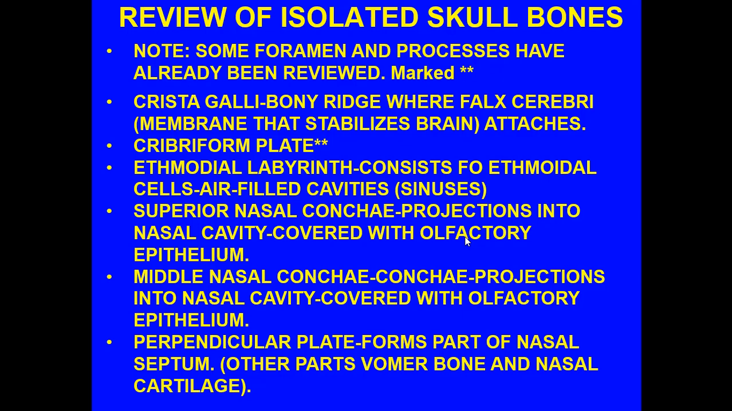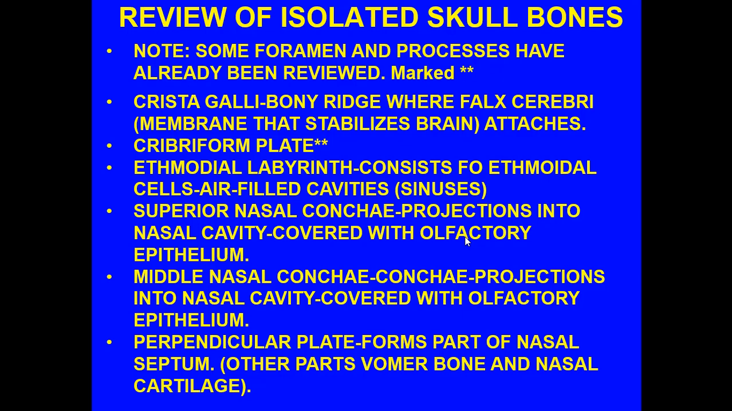When we look at the crista galli, this is a bony ridge where the falx cerebri, which I mentioned before, that membrane that stabilizes the brain, attaches. We've talked about the cribriform plate. The ethmoidal labyrinth consists of the ethmoidal cells. They're air-filled sinuses, cavities. The superior nasal conchae, these are projections into the nasal cavity. This is covered with olfactory epithelium.